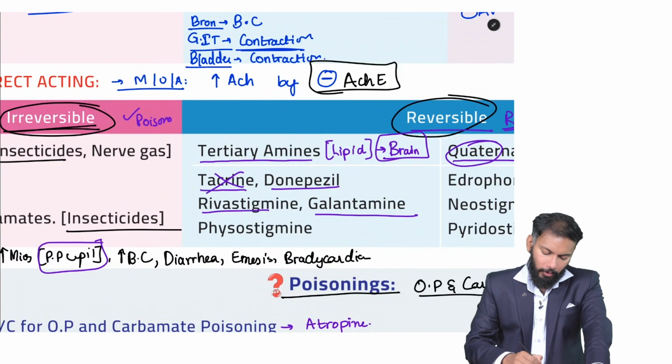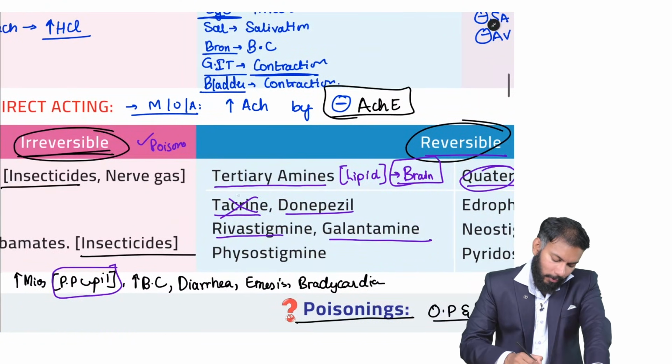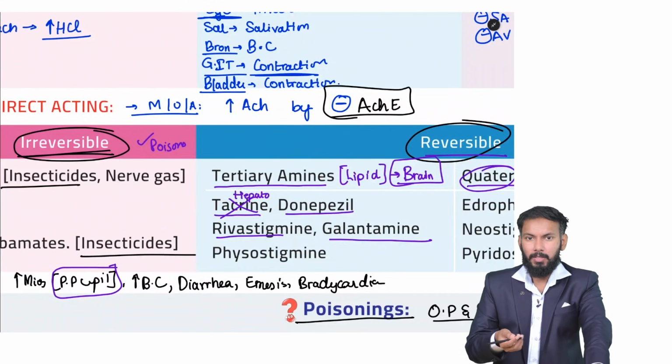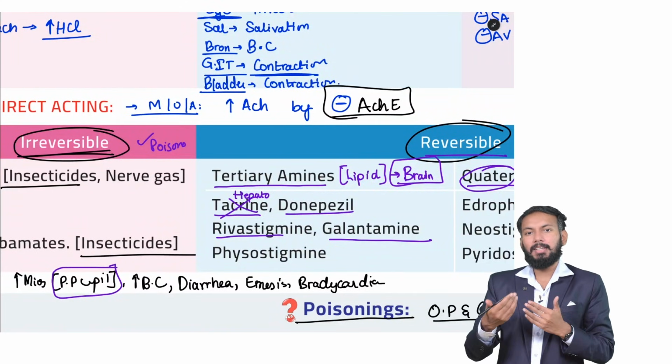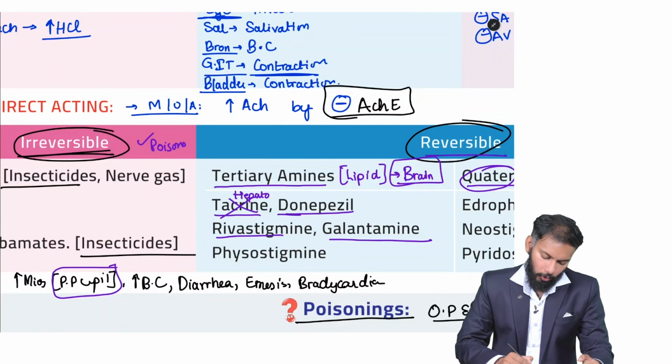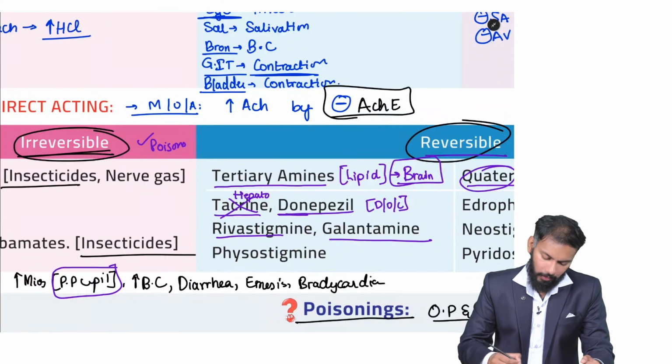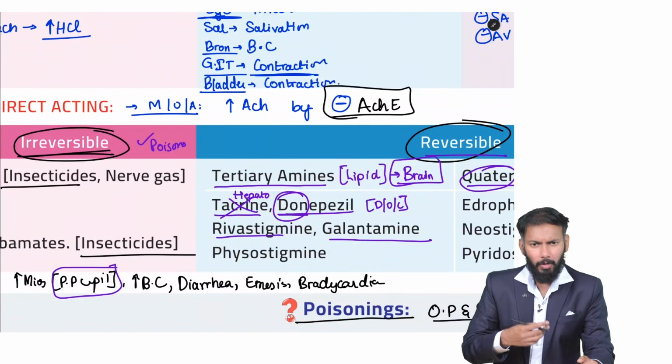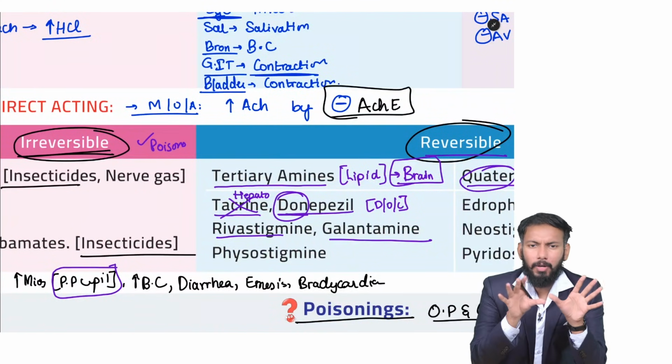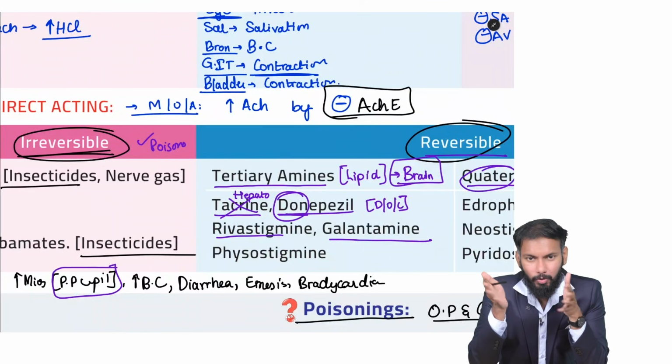Now, tacrine we are not using anymore because of hepatotoxicity. This question has been asked because of hepatotoxicity. Now, the next question is, what is the drug of choice in Alzheimer's disease? It is donepezil. How to remember this? D for drug of choice, D for donepezil, or the easiest way to remember, Don is the most important person. So donepezil is the most important drug in Alzheimer's disease. It is the drug of choice.